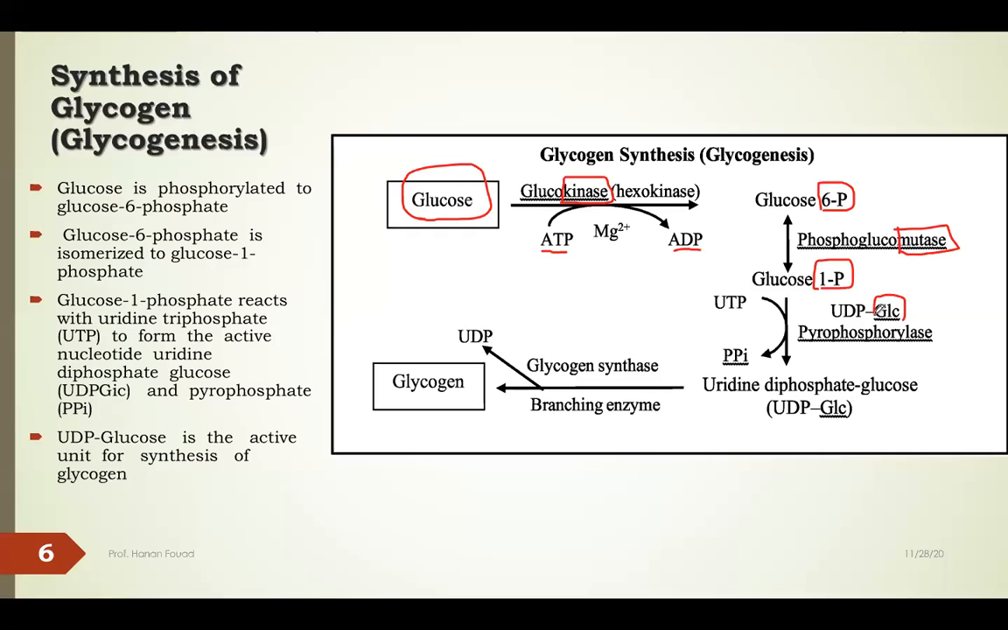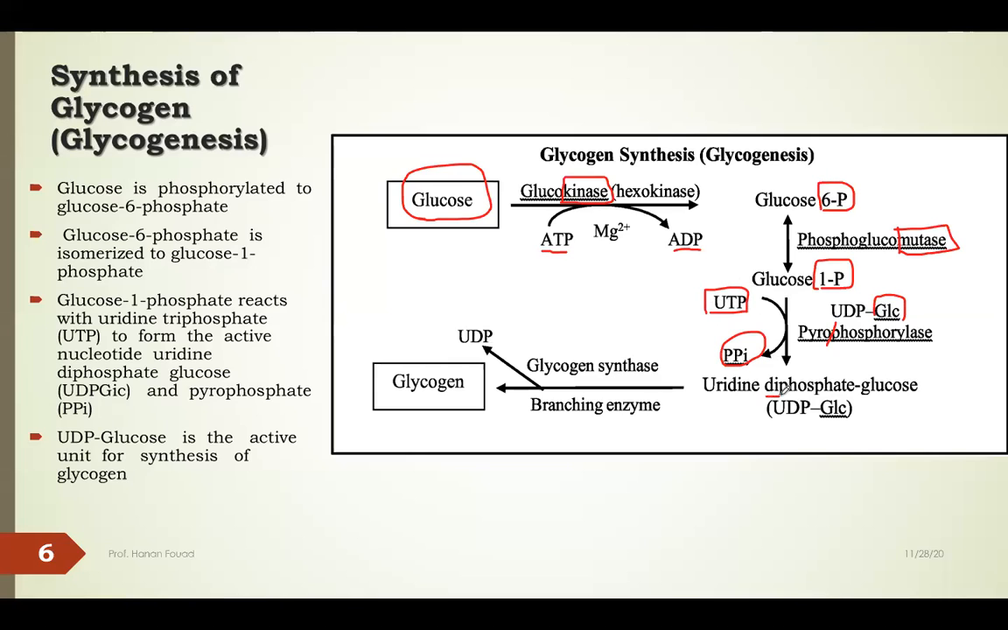Pyro means 2 phosphoric acid. This enzyme breaks uridine triphosphate. Uridine is uracil. Of course, you know adenine, guanine, cytosine, thymine, uracil. These are nitrogenous bases of nucleic acids. Here there are 3 phosphoric acids. Pyro breaks off 2 phosphoric acids; PPi means 2 phosphoric acids. And then I will get uridine monophosphate.